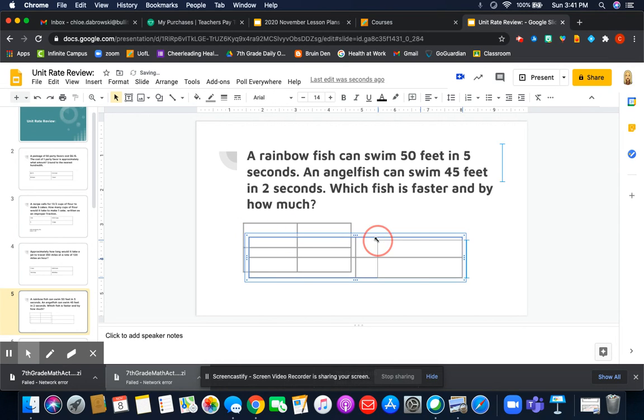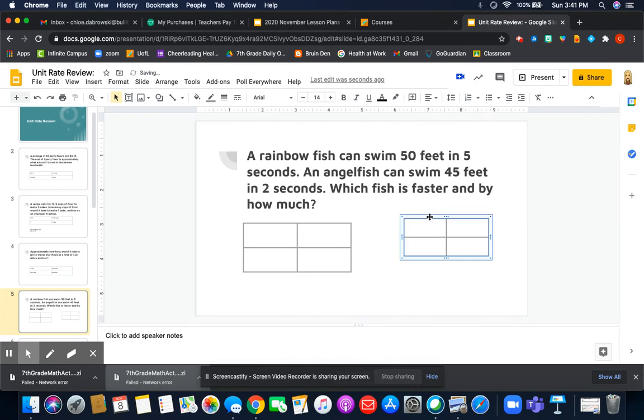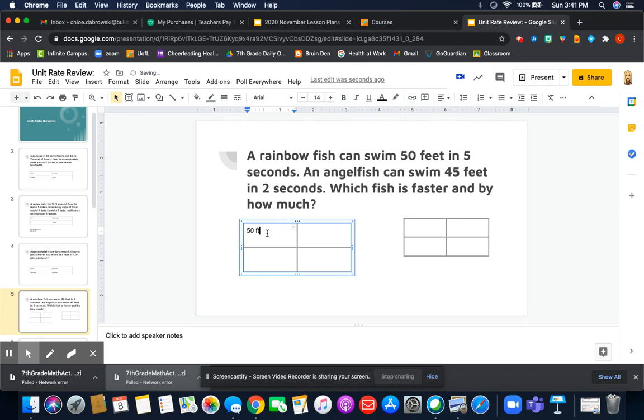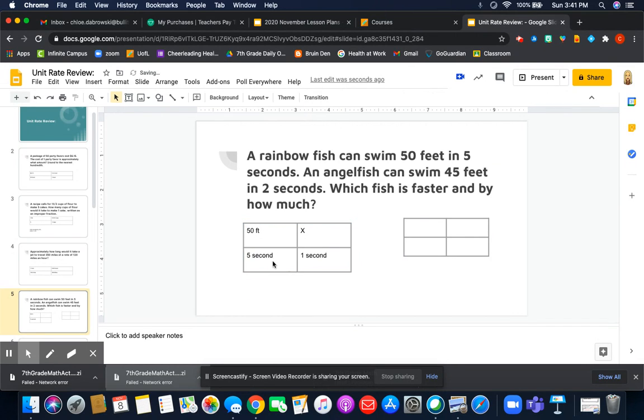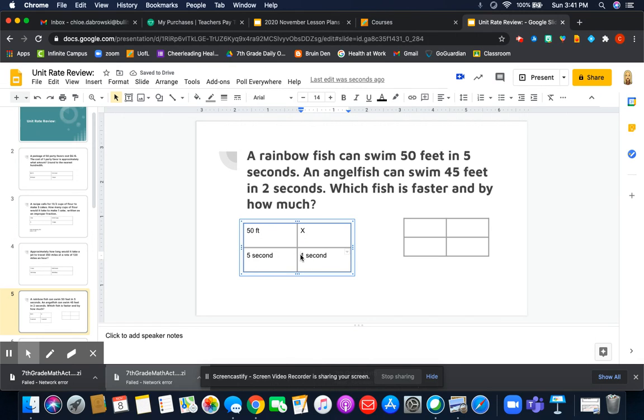So if we start with this rainbow fish up at the top, we know he is swimming 50 feet in 5 seconds. I want to know in 1 second, how far is he traveling? So again, 5 divided by 5 is 1. 50 divided by 5 to keep them equal. He goes 10 feet a second. And this again is the rainbow, so we don't forget that. Same thing with our angelfish. He's doing 45 in 2. Sorry, I'm skipping my units.